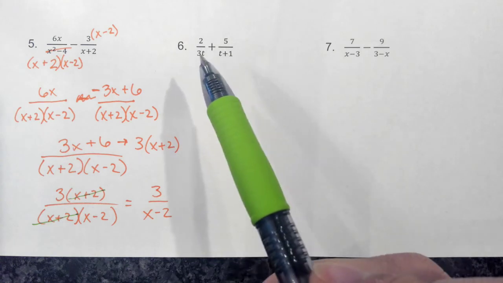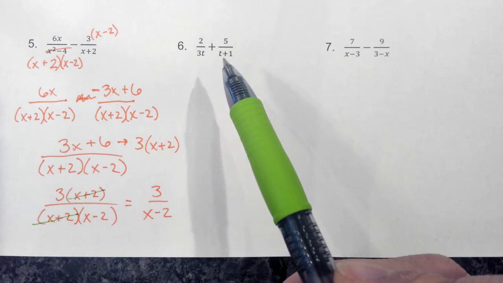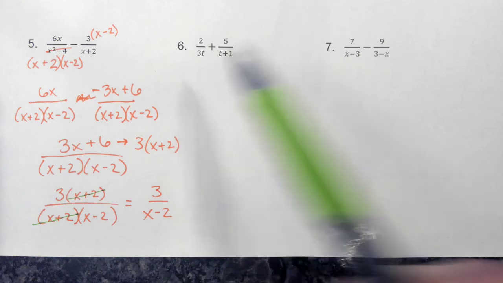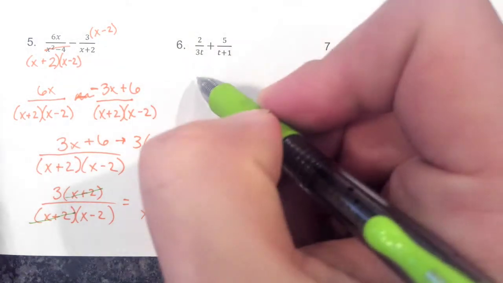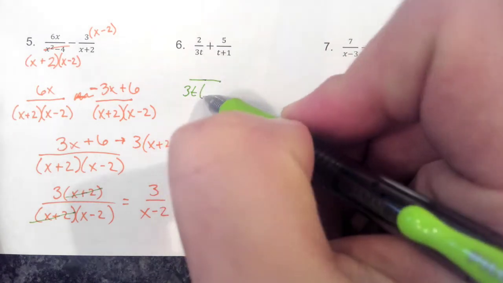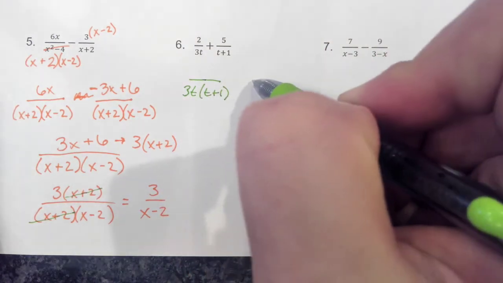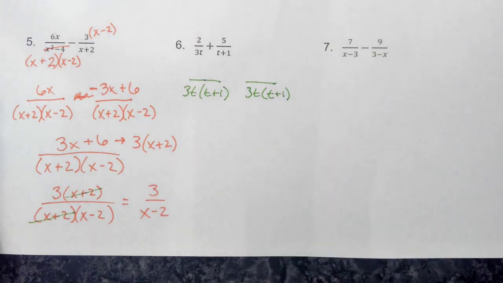Number 6, let's look at that. What would the common denominator between 3t and t plus 1 be? So again, remember, because of the addition, that t is not in common. So the common denominator is just those things mushed together. 3t times t plus 1. So I'm going to make 2 fractions, each with that common denominator.